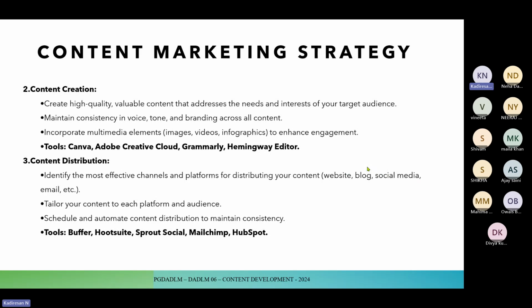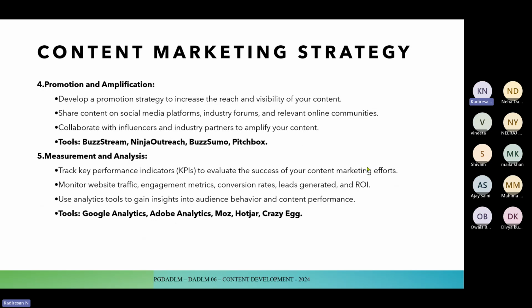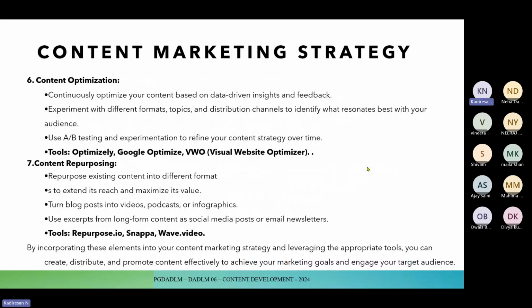Promotion and amplification: how do you promote and how do you manage all those promotions. Measurement analysis: how to keep track of the content you have created. Content optimization: how do you optimize the content, which will differ across formats and topics, and how do you distribute it in different channels. Content repurposing is nothing but conversion of one format to another format, and I have given some software for it. So using these tools and these steps, we can manage the whole content marketing strategy.